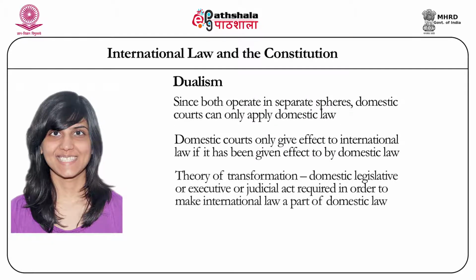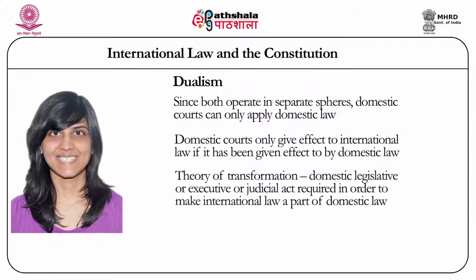This is called the theory of transformation, since the argument is that international law can only be applied by national courts and other organs of the state when it has been transformed into national law. For instance, under the International Convention on the Elimination of All Forms of Racial Discrimination, state parties are required to prohibit and bring an end to racial discrimination. In a state party that follows the dualist school of thought, the international obligation to prohibit racial discrimination can only be enforced in the domestic sphere if there has been a domestic legislative or executive action that prohibits racial discrimination.